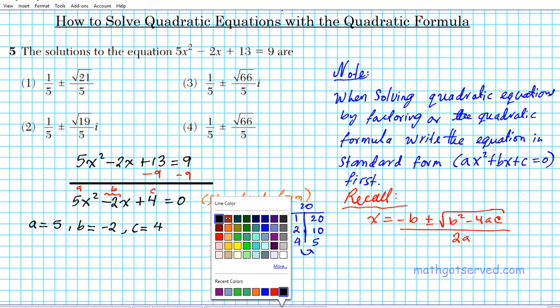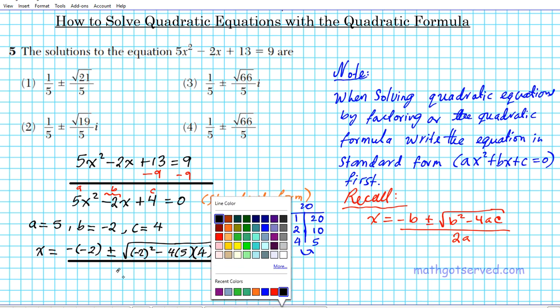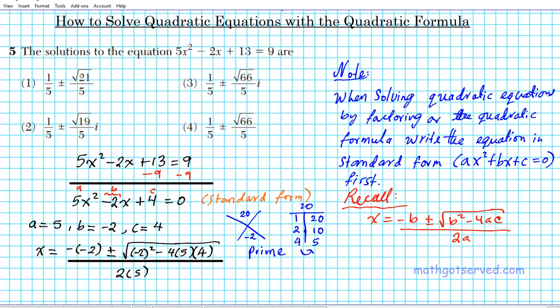So that's going to give us x equals negative, now b is negative, so minus 2 plus or minus the square root of b squared, which is negative 2 squared, minus 4ac, and then we are going to divide that by 2a. Okay, so divided by 2a. So 2 times 5, that's 2a.